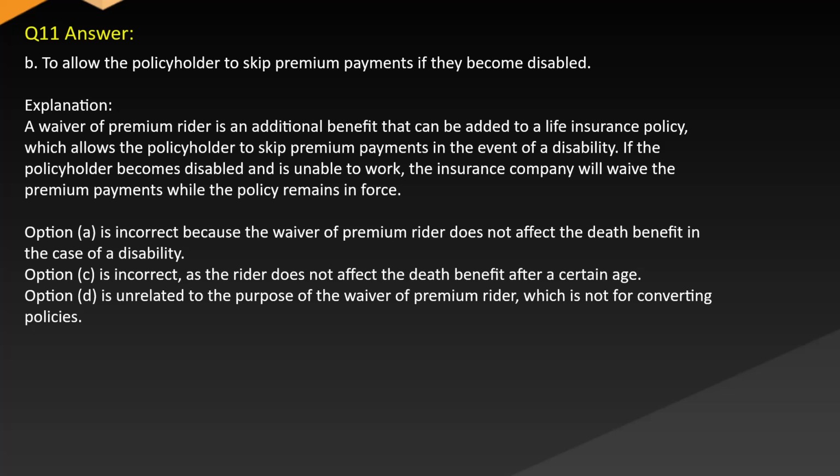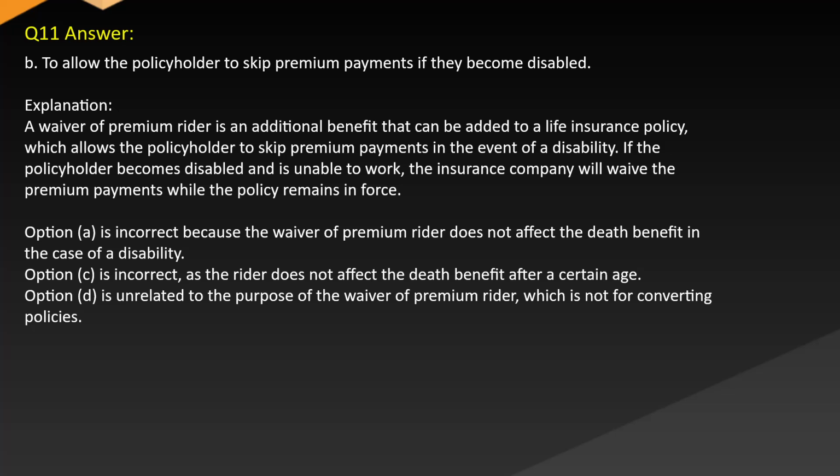Explanation: a waiver of premium rider is an additional benefit that can be added to a life insurance policy which allows the policyholder to skip premium payments in the event of a disability. If the policyholder becomes disabled and is unable to work, the insurance company will waive the premium payments while the policy remains in force. Option A is incorrect because the waiver of premium rider does not affect the death benefit in the case of a disability.